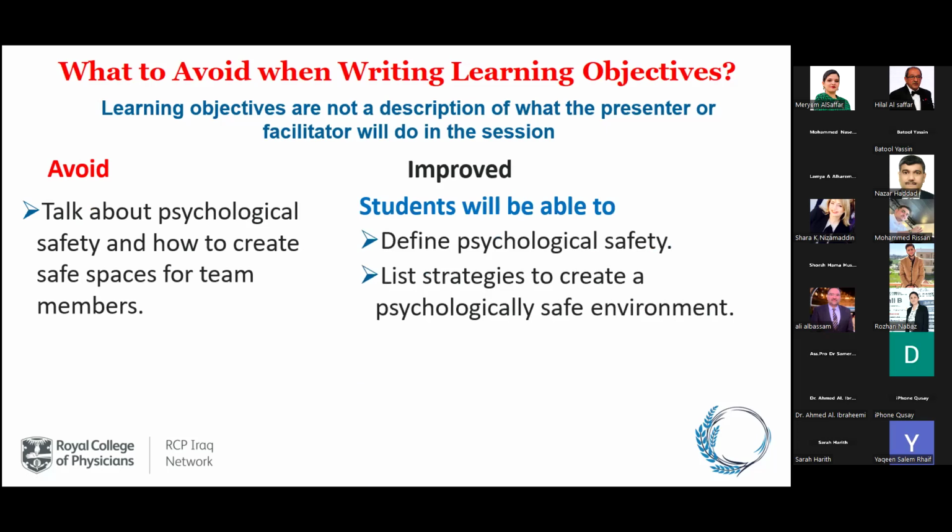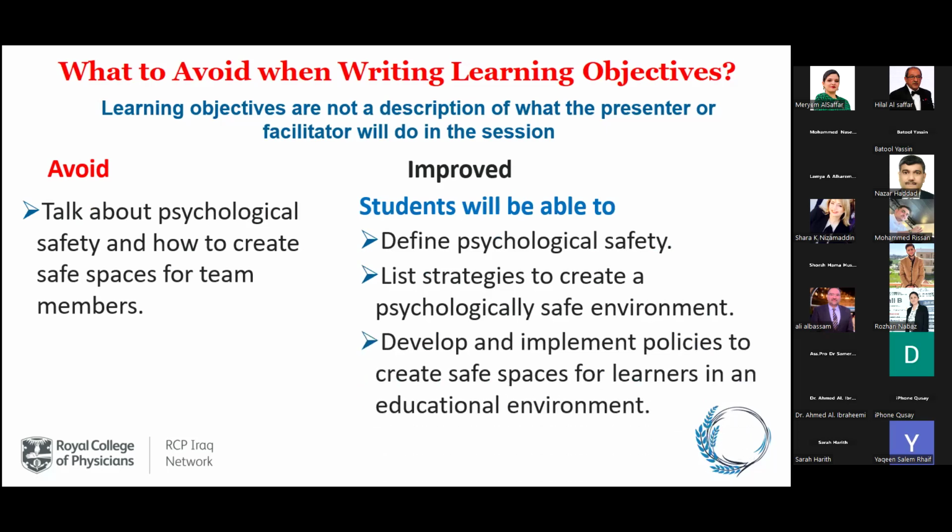Define psychological safety, list strategies to create a psychologically safe environment, and develop and implement policies to create safe spaces for learners in an educational environment, and so on. Definitely this and this are the same in their context, but this one is very clear, very concise, and it will have a SMART characteristic, as we have already said before.